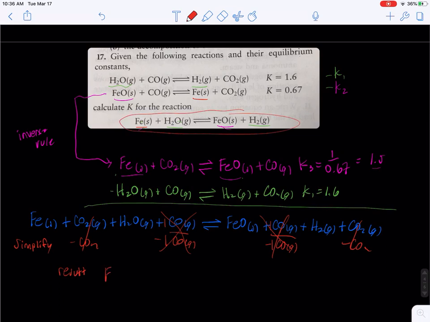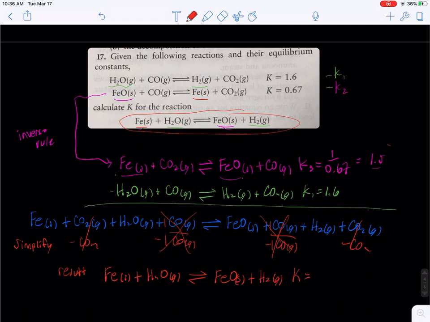We got iron, which is a solid. It doesn't matter if that enters into the equilibrium expression or not. It's a part of the balanced chemical equation. And FeO, solid, and H2 gas. Okay, now what is the equilibrium expression for this one here?